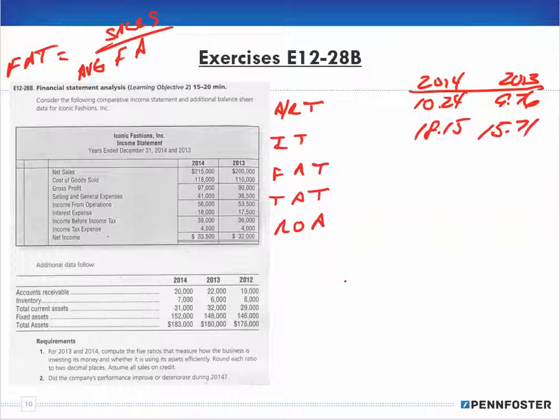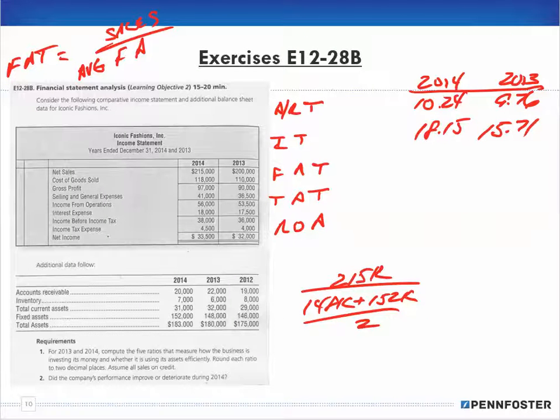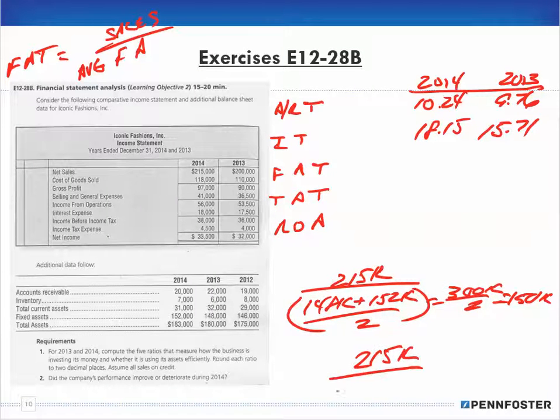So my sales are 215,000, and that's over my average fixed assets. So fixed assets here are 148,000 plus 152,000, and that's over 2 because it's an average. So that's 300,000 divided by 2, or 150,000. So I have 215,000 divided by 150,000, and that gives me 1.43. Okay, pause the video.